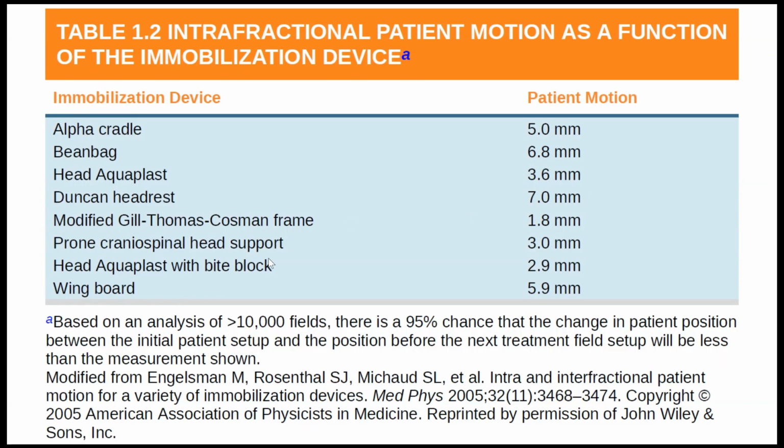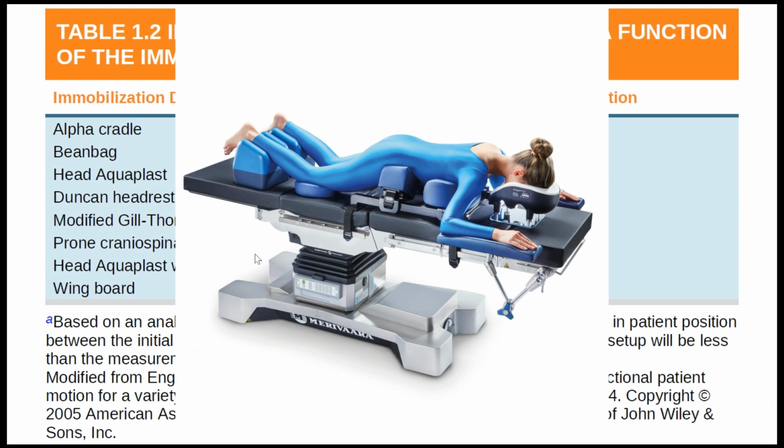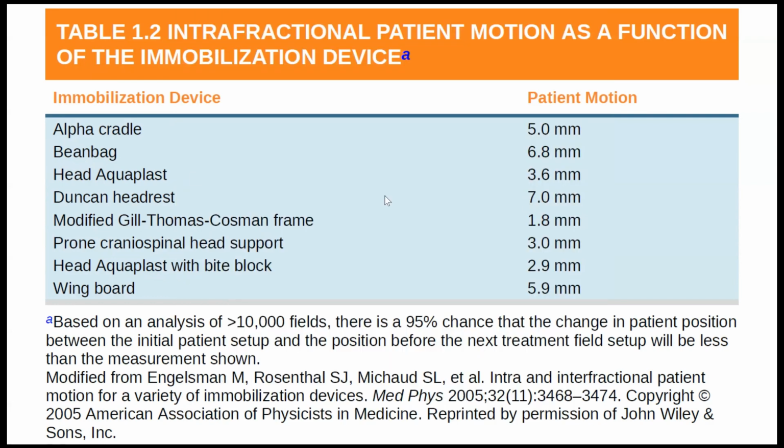Then we have the craniospinal head support system. The whole spine and the head is supported in this prone system. We have knee rests, we have foot rests, we have the spinal rests, we have the head rest. Then we have head thermoplastic cast with a bite block. You can see that this is giving us a patient motion of as little as 2.9 mm.